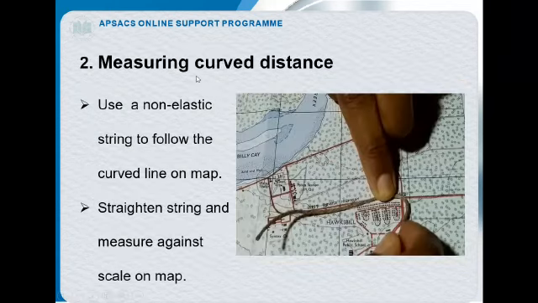Another is measuring curved line distance. Using a non-elastic string, we can also calculate the curved distance on a map between 2 points. Locate 2 points just like A and B, then use a non-elastic string and join the 2 points. Straighten the string and measure against the scale on the map. Simply, you can calculate the curved distance by following these easy steps.